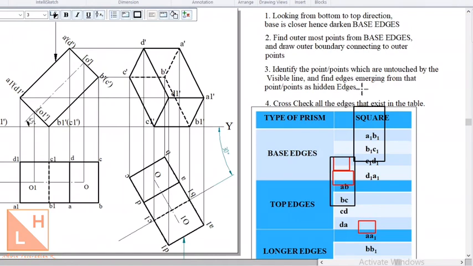So hidden edges will be drawn only in the third step. In the fourth step, you just need to cross-check and check for the edges that are not connected and connect them with a visible edge.